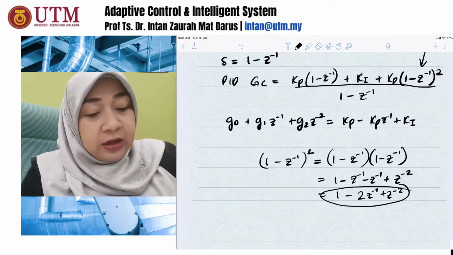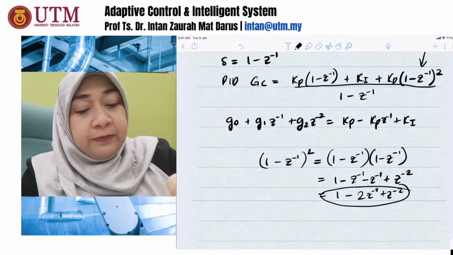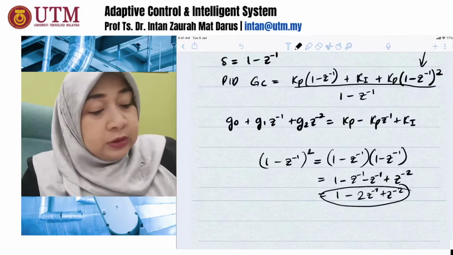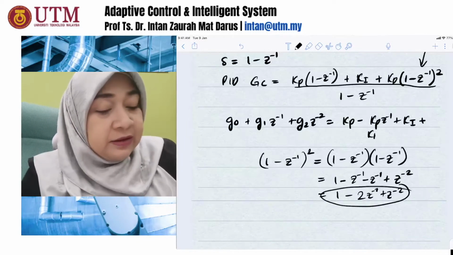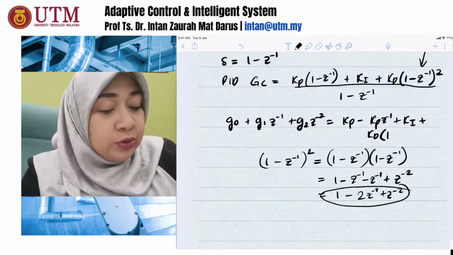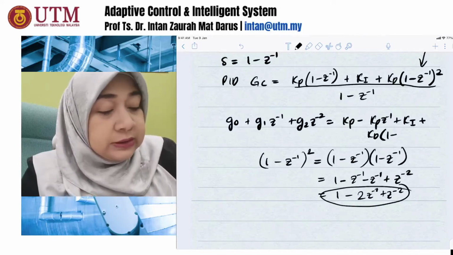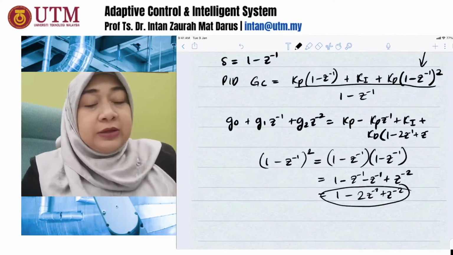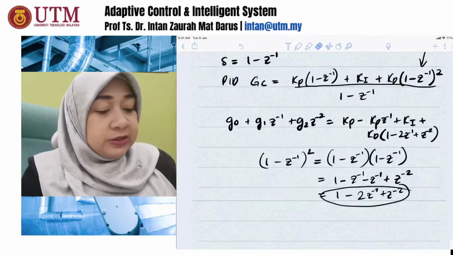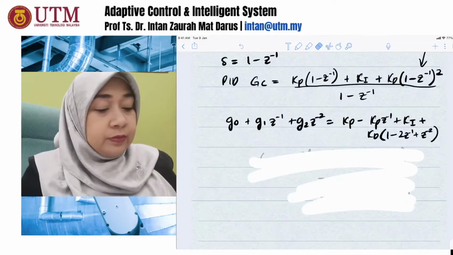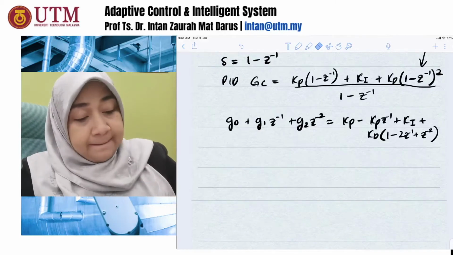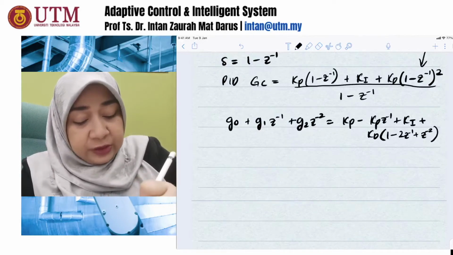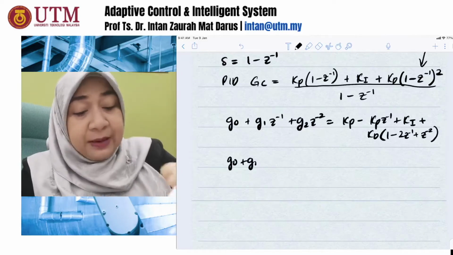So it will be a bit long. If I put here plus, my KD will become KD multiplied by this squared expression, 1 minus 2z minus 1 plus z minus 2. So that's how you do it. Let me just erase this. If I further expand that, you're going to have g naught plus, similarly for the first part, it will be the same.